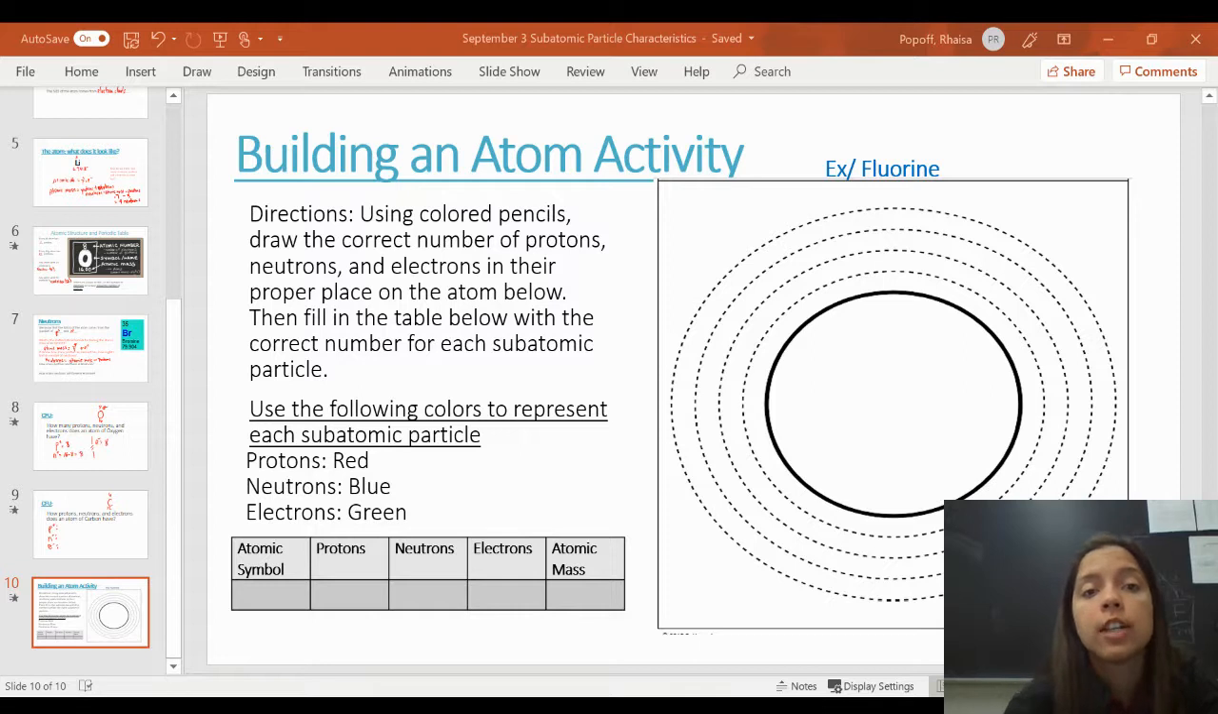Now I need to do the electrons. Electrons are green. How many electrons did we say we have? Back to the table, 4 electrons. So here's the part that you need to know. In the first ring, the first orbital, you can only put 2 electrons. So I'm going to do 1, 2. Now that orbital is full. So I need to move on to the next one that can hold up to 8. And I needed a total of 4, so I just need 2 more.